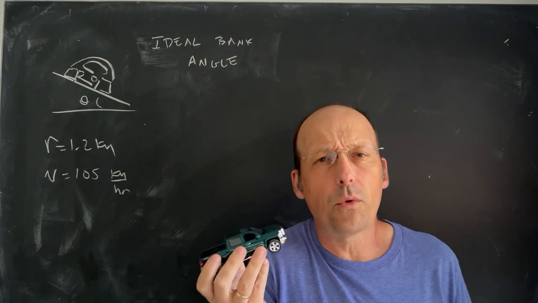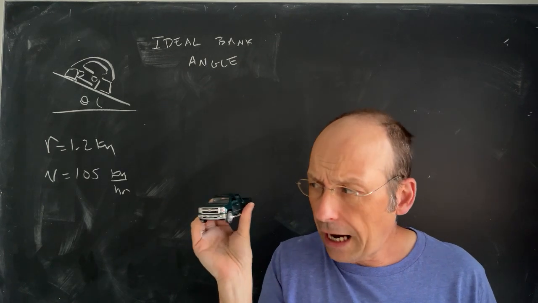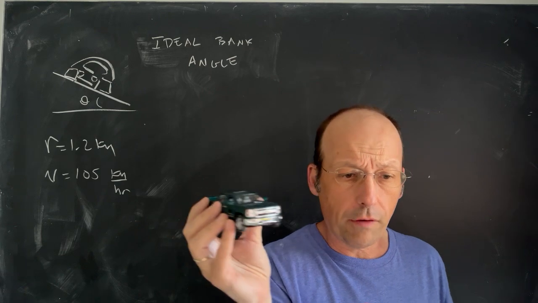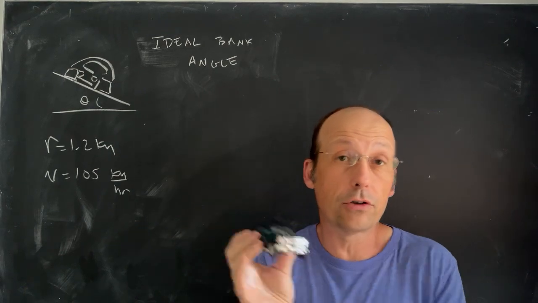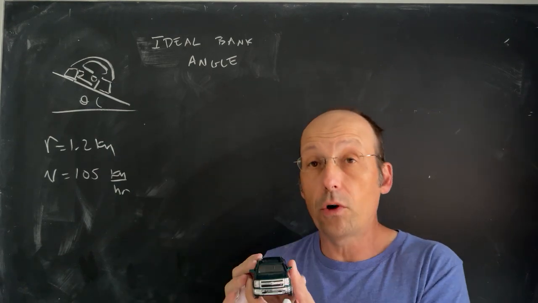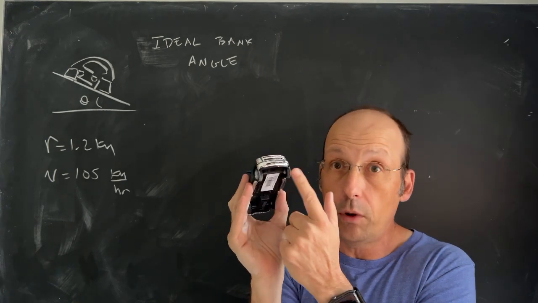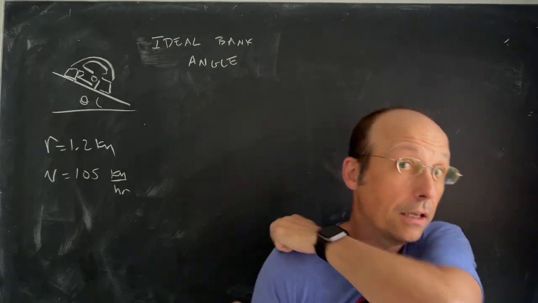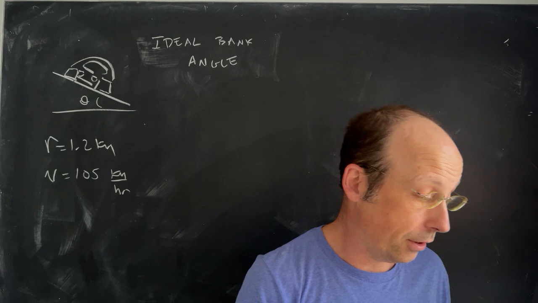So let's just review really quickly, because in a normal flat curve, the car is going around a curve. What force makes it move in a circle? There has to be a sideways pushing force, and that would be the friction between the wheels and the road. But if you bank it, you don't need a frictional force, and that's what we're going to calculate.